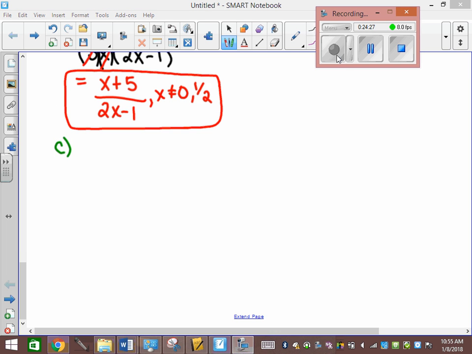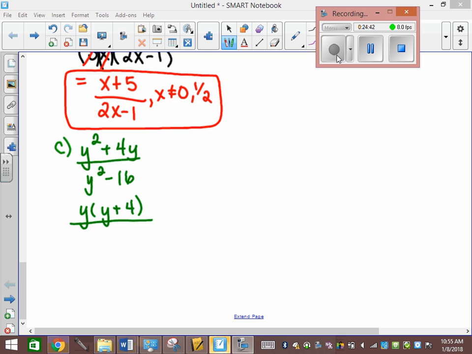So then C is y squared plus 4y over y squared minus 16. The top, you can take a y out and you're left with y plus 4. The bottom is a difference of squares, y plus 4, y minus 4.